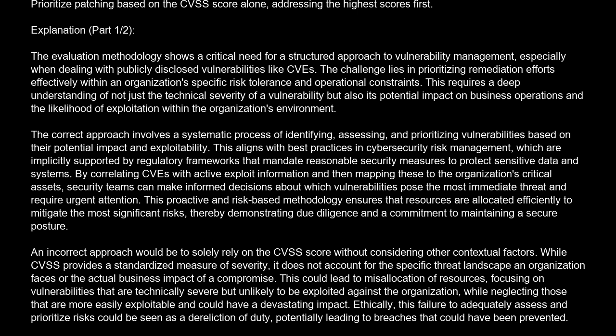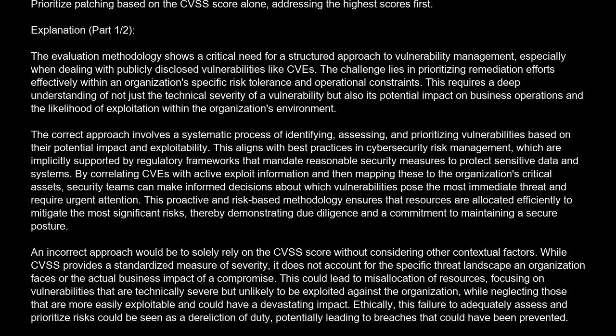By correlating CVEs with active exploit information, and then mapping these to the organization's critical assets, security teams can make informed decisions about which vulnerabilities pose the most immediate threat and require urgent attention. This proactive and risk-based methodology ensures that resources are allocated efficiently to mitigate the most significant risks, thereby demonstrating due diligence and a commitment to maintaining a secure posture.